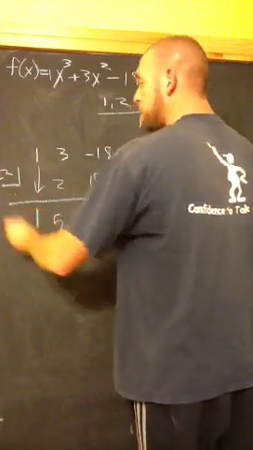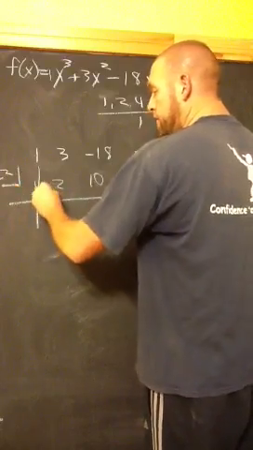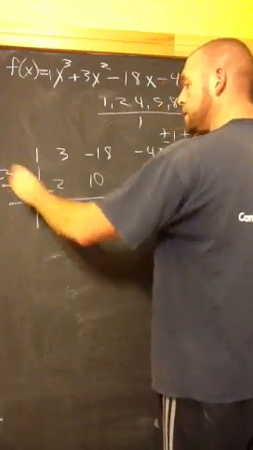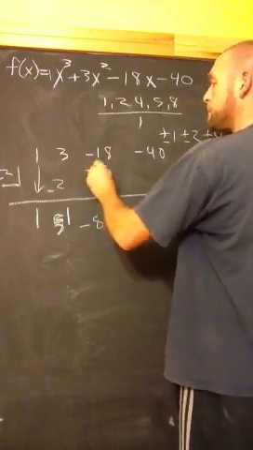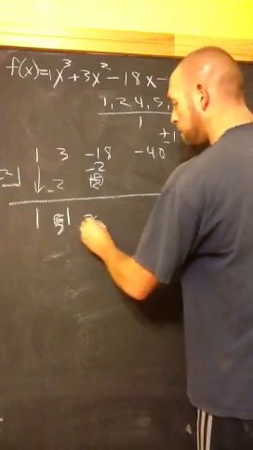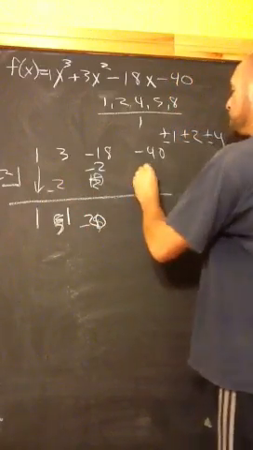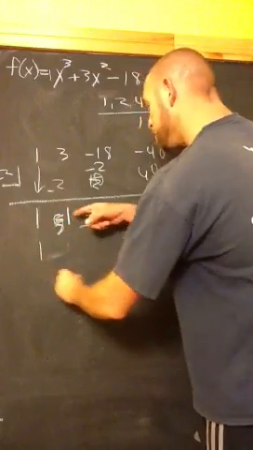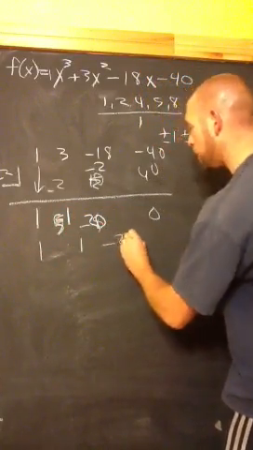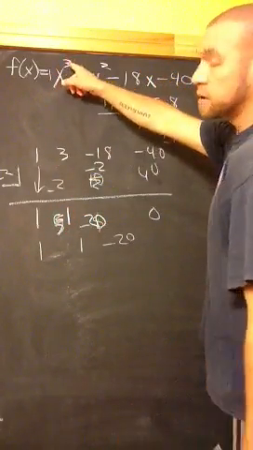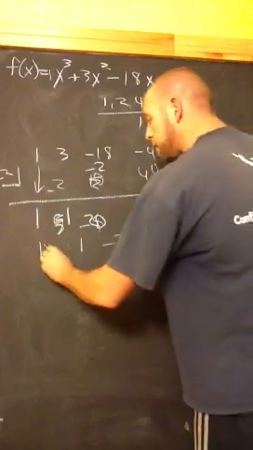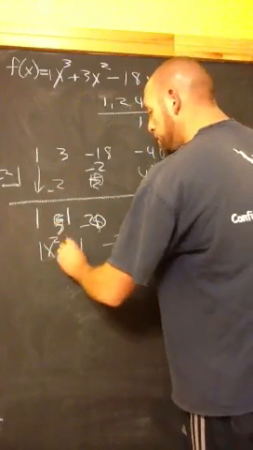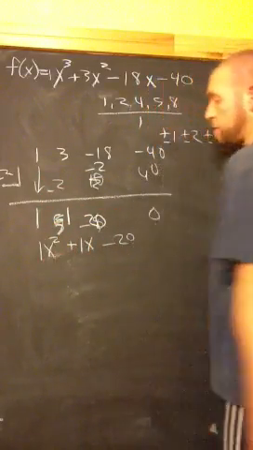Let's see if this works. We get a negative 2, we get a 1, we get a negative 2, we get a negative 20, we get a positive 40, and we get a 0. That's just what we wanted, right? So we get a 1, a 1, a negative 20. We start with an x cubed, so we realize this is going to be an x squared. If that's an x squared, this is an x, and we're good to go.